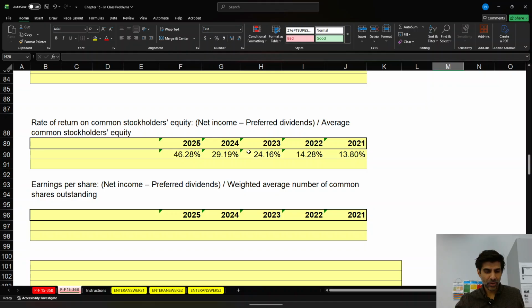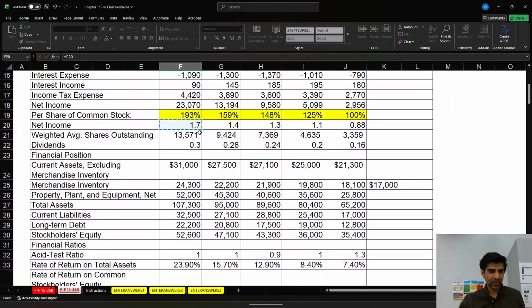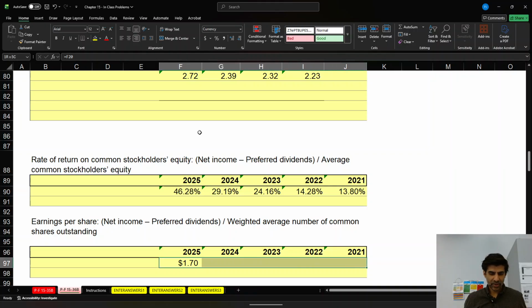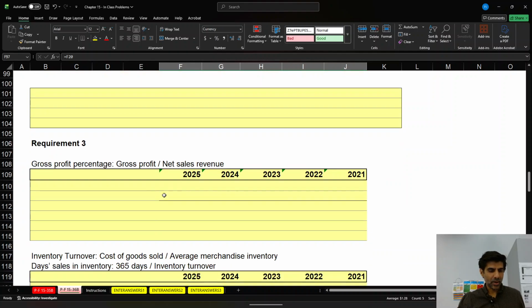Okay, so earnings per share, yeah, we can just reference this data here. Is it per share data? Okay.